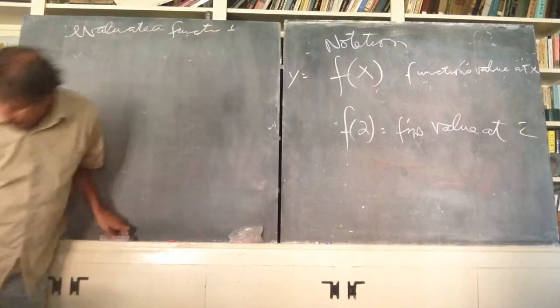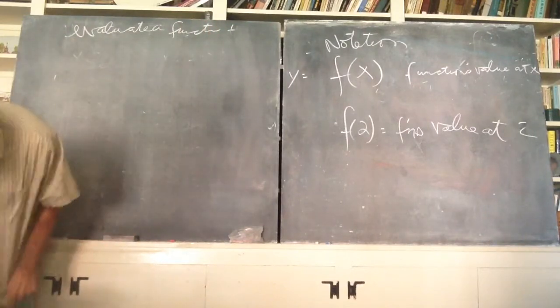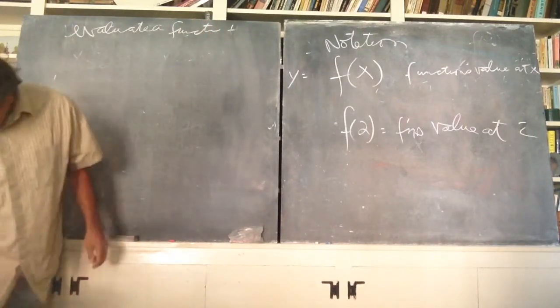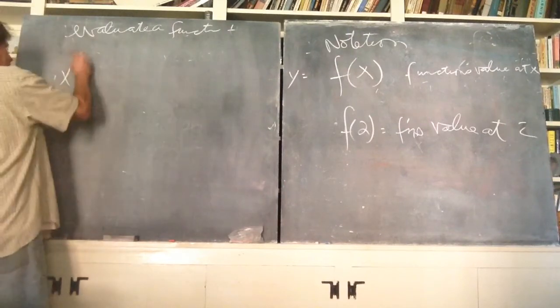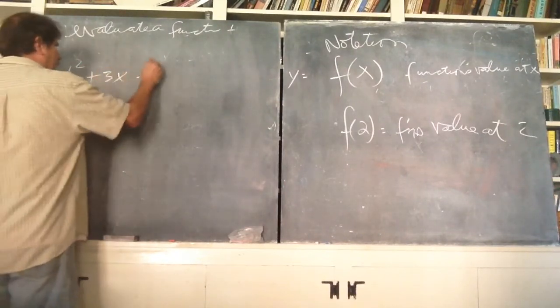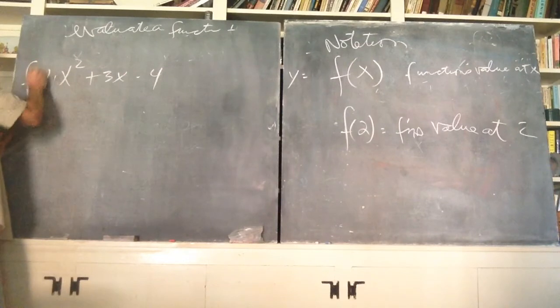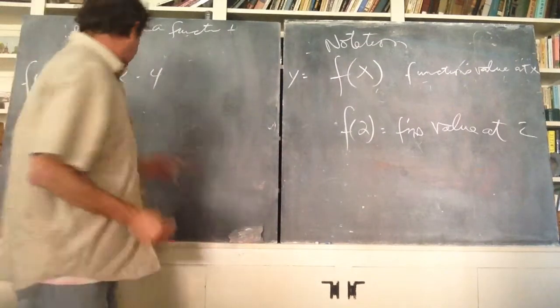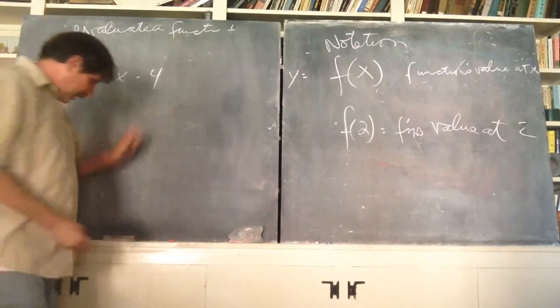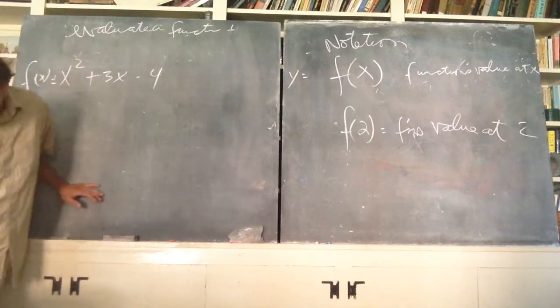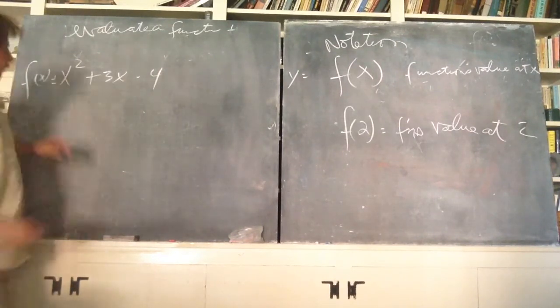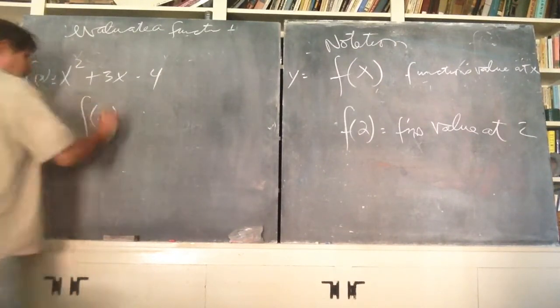Okay, we'll call the function x squared plus 3x minus 4. This is a function, and this is the rule for what you're going to do to x. Let's find f at 2.